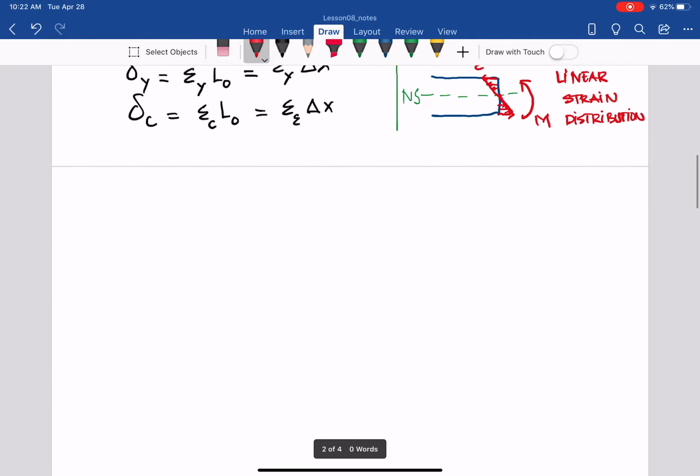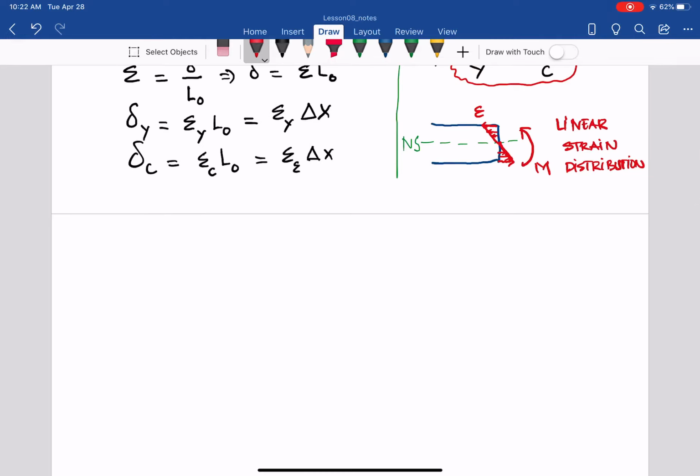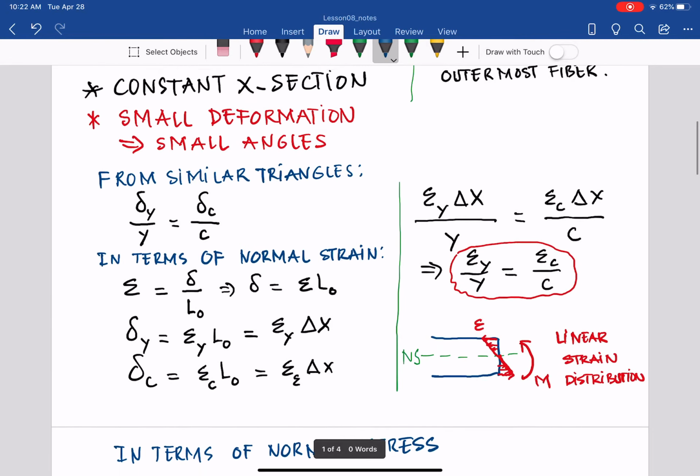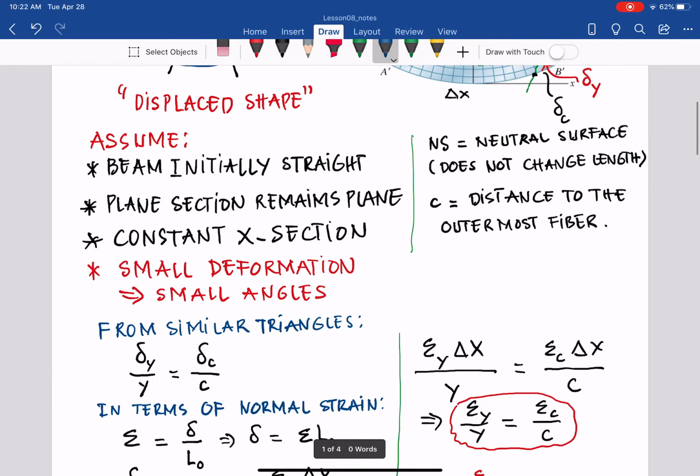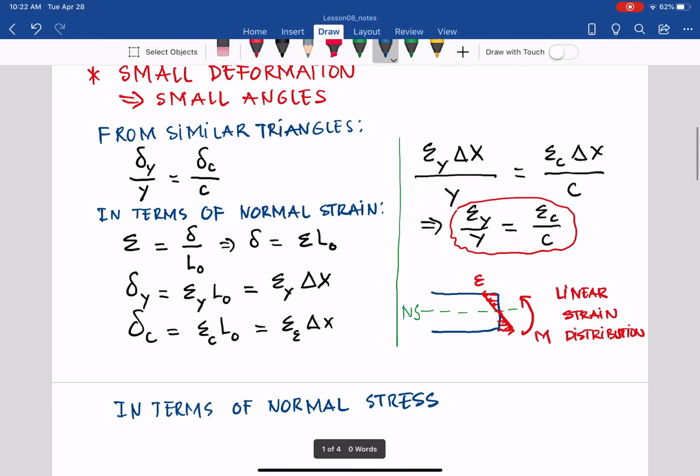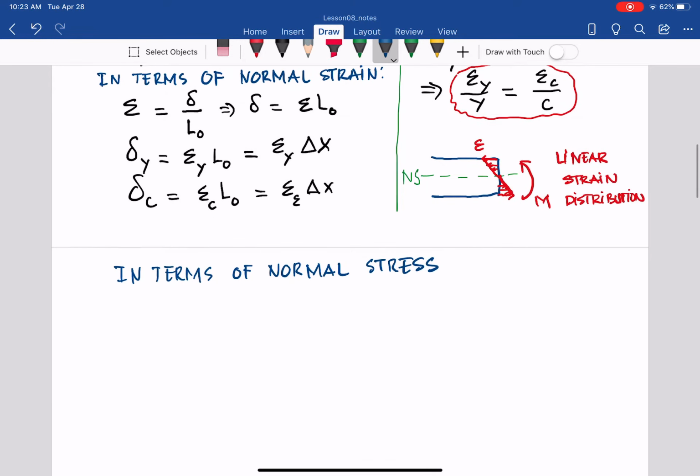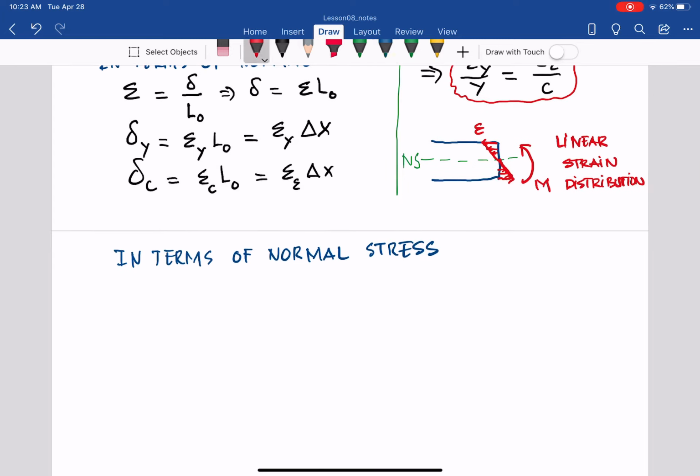And now let's investigate what happened to the stress, right? So let's talk in terms of normal stress. What do we have? We already have the assumptions for pure bending, and let's make a few more assumptions before we explore what the normal stress is in pure bending.